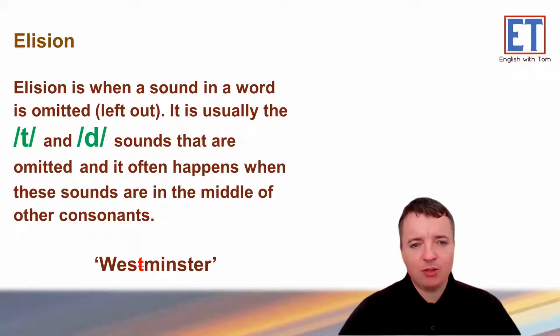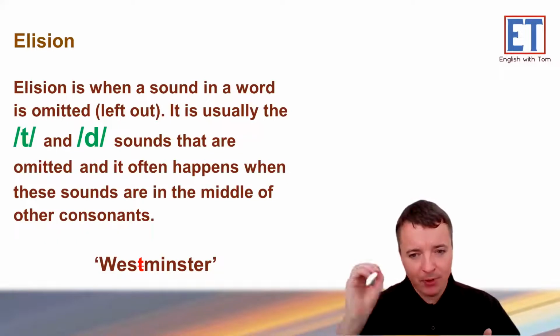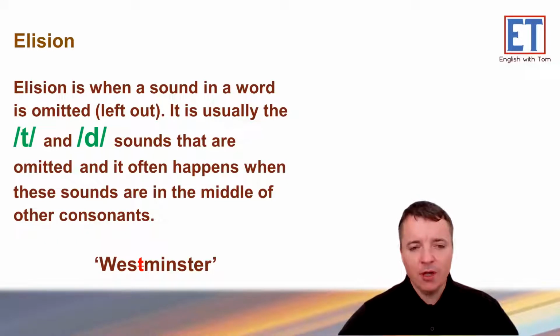Well, elision is when a sound in a word is omitted. That means left out. It is usually the t and d sounds that are omitted, left out. And it often happens, not always, but often, when these sounds are in the middle of other consonants.